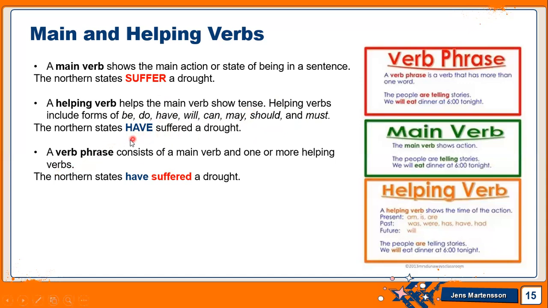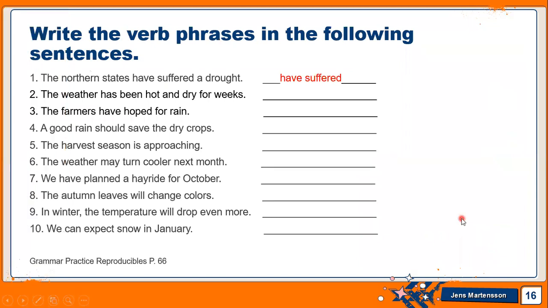Now, both together, the helping verb and the main verb, when they are present in the sentence together, make what's called a verb phrase. So have suffered together are called a verb phrase. It consists of a main verb and one or more helping verbs. Okay, let's practice and find out if you got it or not. Here you need to write the verb phrases in the sentences. We have the first example solved already.